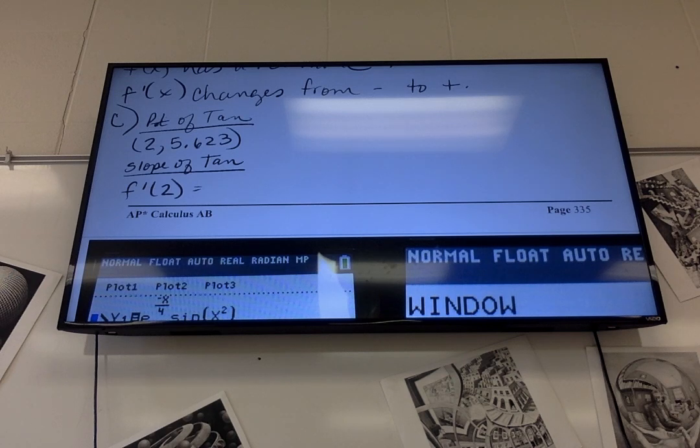Now, the point, f prime of 2 equals. There's y1. We have it in there like that, right?